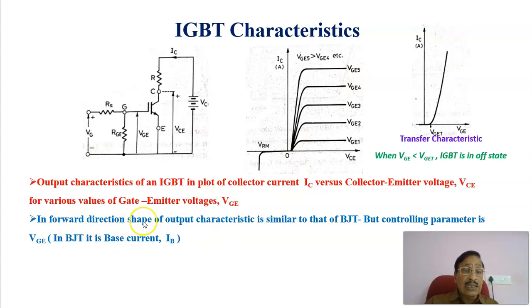In the forward direction, the shape of the output characteristics of an IGBT is similar to a bipolar junction transistor, but the controlling parameter is VGE, the gate to emitter voltage. But in a bipolar junction transistor, the controlling parameter is the input base current.